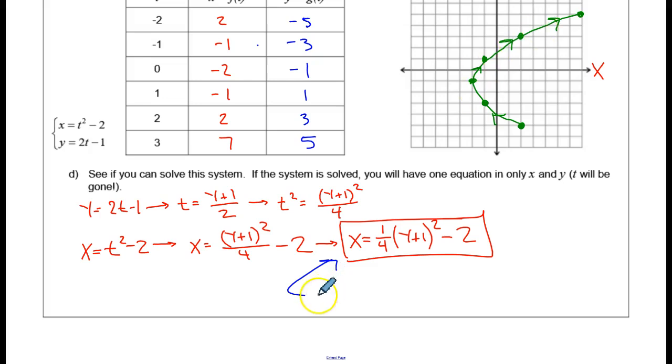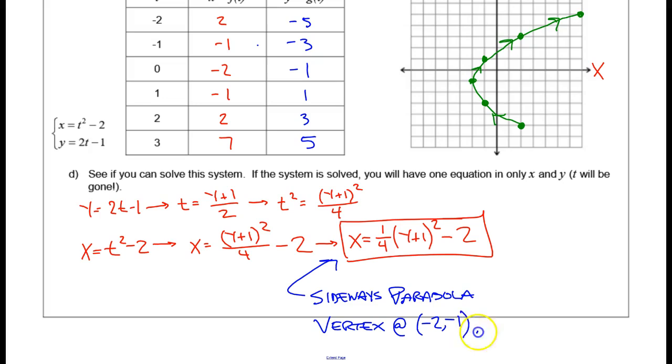And that's what our graph looks like, so that makes sense. This is a sideways parabola. And we have a vertex. If you remember, this is kind of written in vertex form. And again, if you wanted to expand (y plus 1) squared, you could. But the vertex of this is at (-2, -1), and we can see that in the graph. And it has a stretch factor of 1/4.